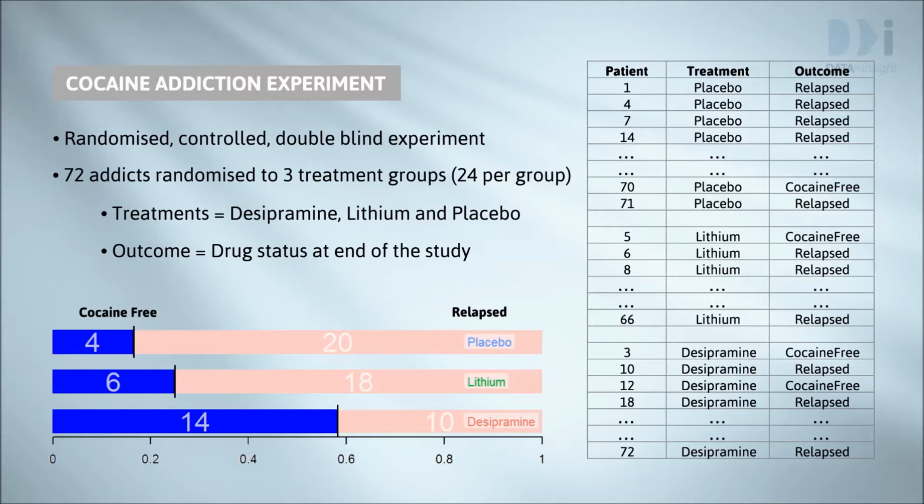But can the differences we're seeing be explained simply by randomisation variation? We want to apply the randomisation test. But we won't go straight to the three-group situation. We'll see how things work for comparing two percentages first. We'll just compare lithium and dizipramine.